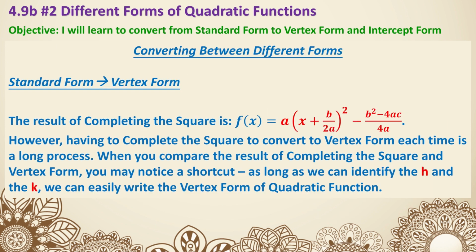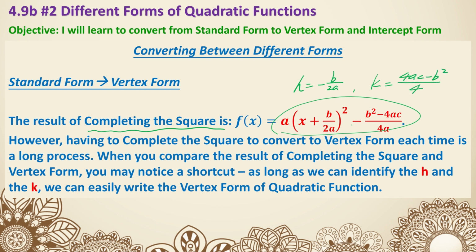We have talked about converting standard form to vertex form using completing the square, and it gives us this result, which in other words, h is going to be negative b over 2a, and my k is going to be negative b squared minus 4ac on the top, which basically is 4ac minus b squared, the whole thing over 4a. Now, this seems to be quite a long process.